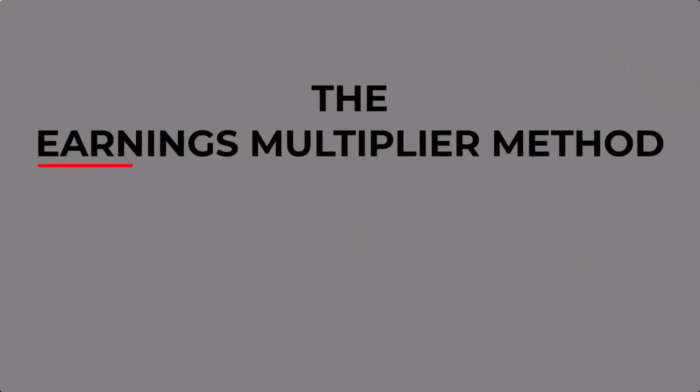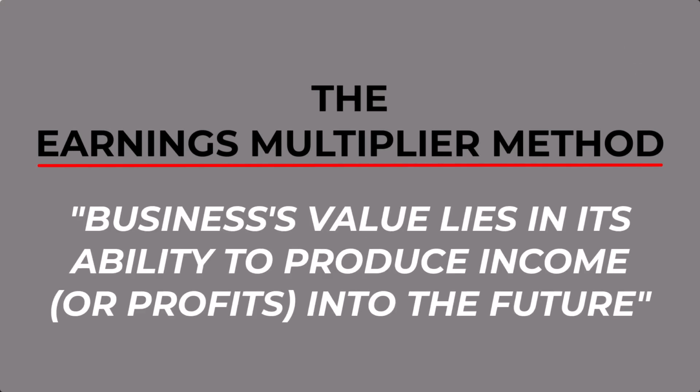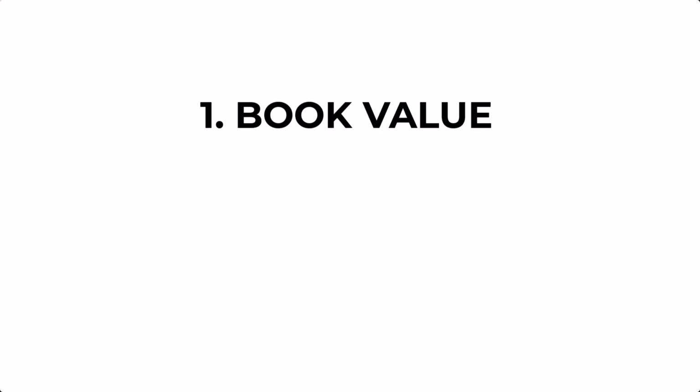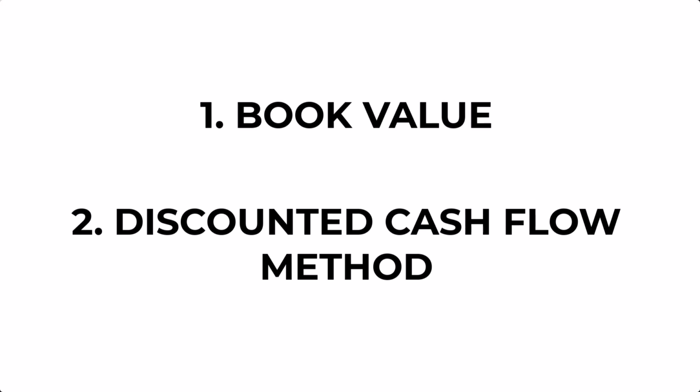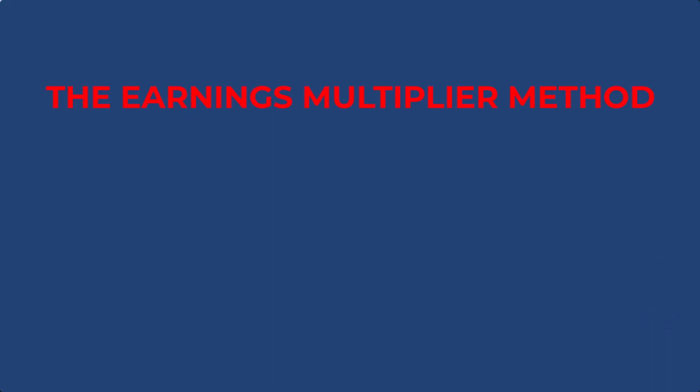With that said, what I'm talking about here is the earnings multiplier method, which is based on the idea that a business's value lies in its ability to produce income or profits into the future. There are other methods to value a business, which include book value and the discounted cash flow method. But for the type of business I recommend you buy, I suggest you use the earnings multiplier method. Let me explain the profit metric of this business valuation method.